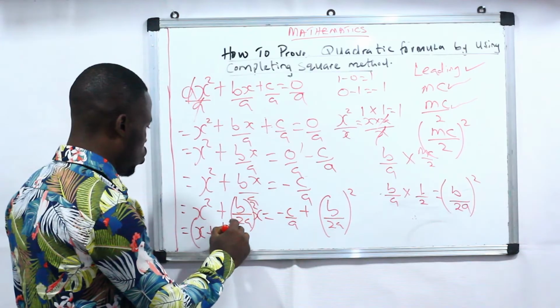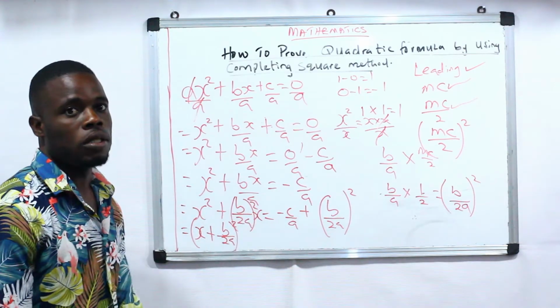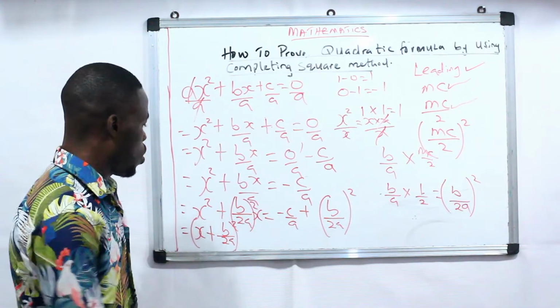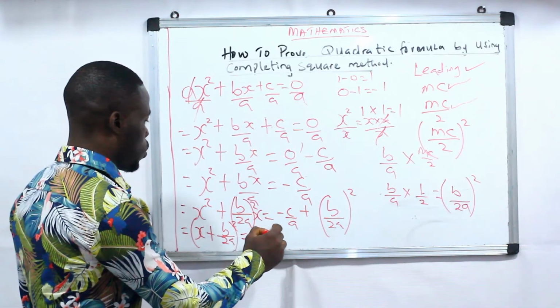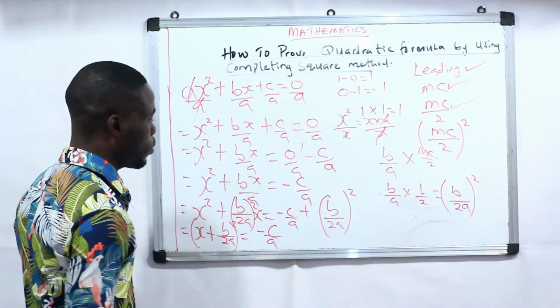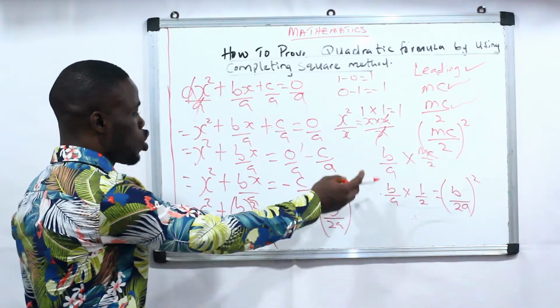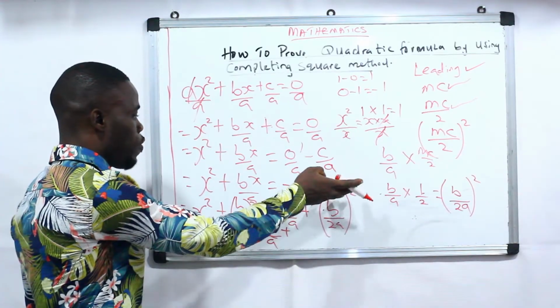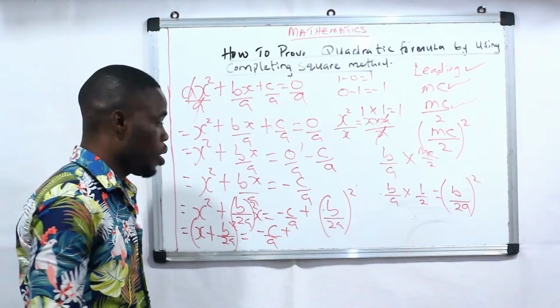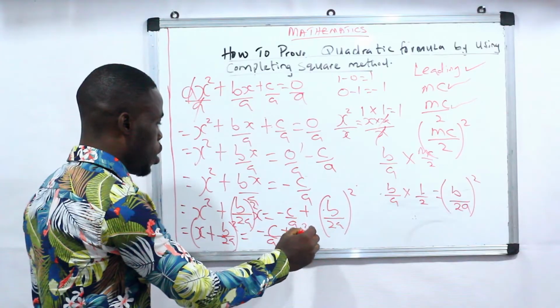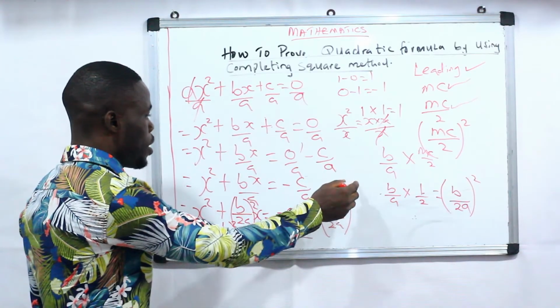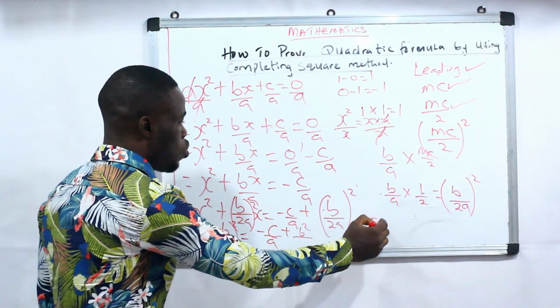Then I have my square. Remember this one has been calculated already. I have used this to divide this, which will give us minus c over a. Then we have plus b times square. Remember this square is serving for this 2. It's serving for b and as well serving for 2a. So b times square will give us b square over 2a times 2a, which is 2a square.